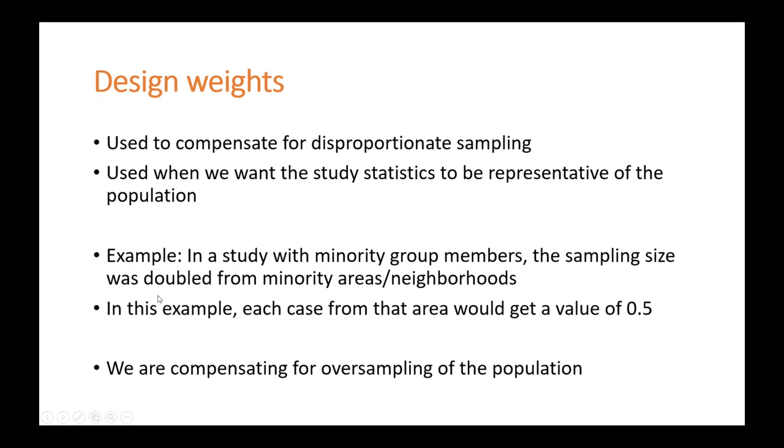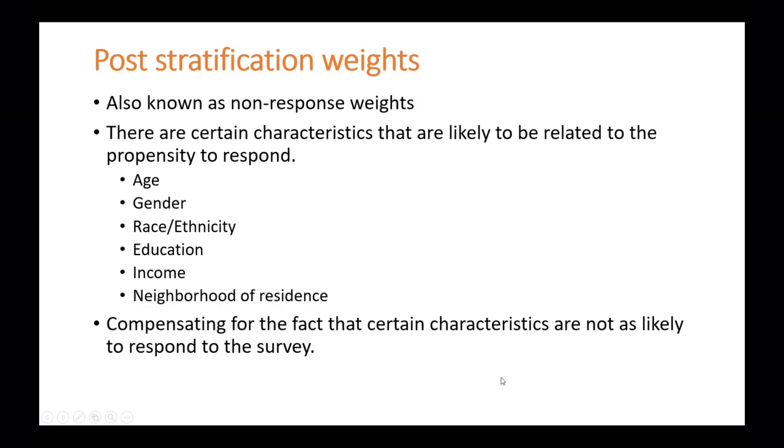So in this design where there was oversampling, each case from that particular area would actually get a value of 0.5. Why? Because we are oversampling the population. We are actually doubling the size of the population. So we are compensating for oversampling of the population.